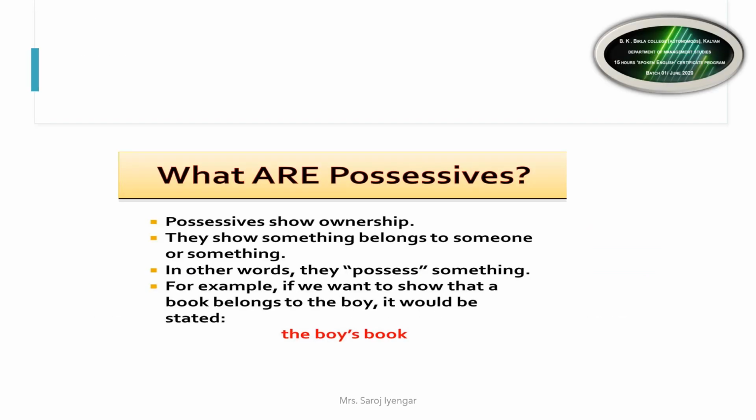So, possessives show ownership. They show something belongs to someone or something. In other words, they possess something. For example, if you want to show that a book belongs to the boy, it would be the boy's book. I would not say this book is of that boy. So I'd say the boy's book.